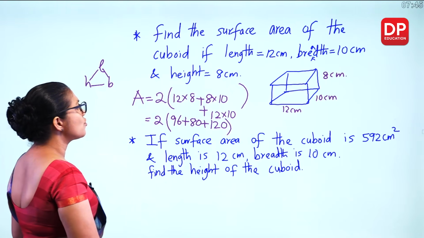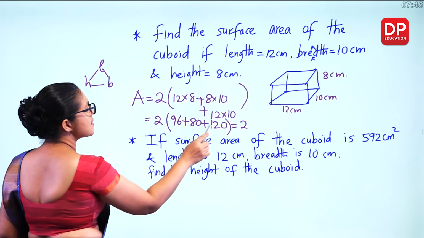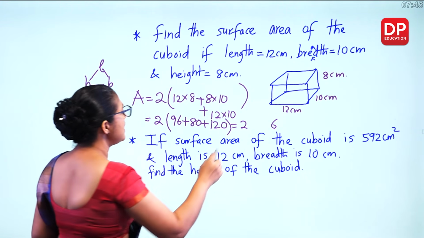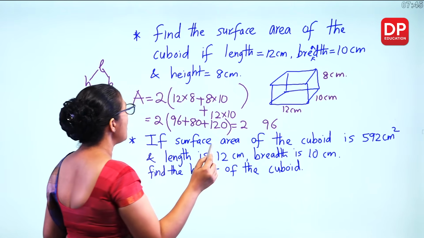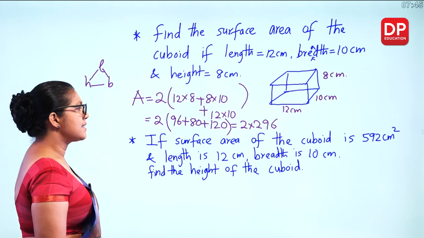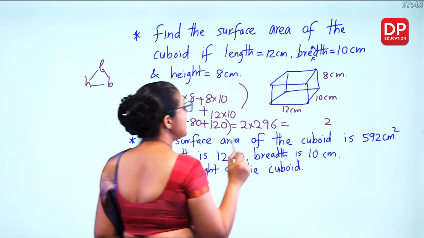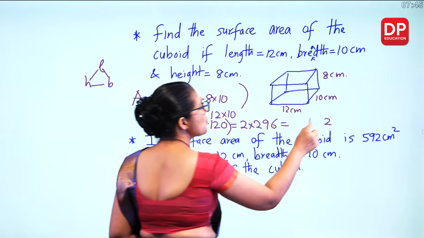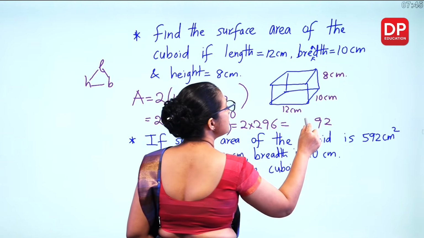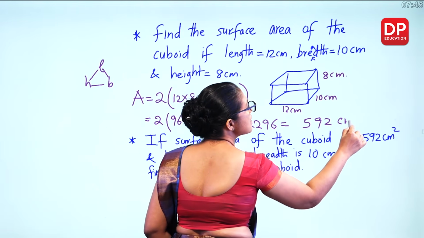So when you add these three together, what you get? 296. So 2 times 296, what you get? 592 square centimeters.